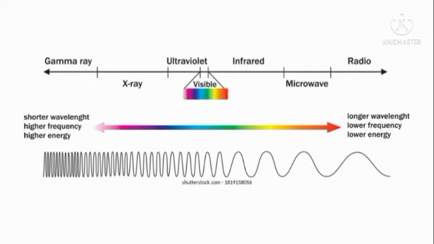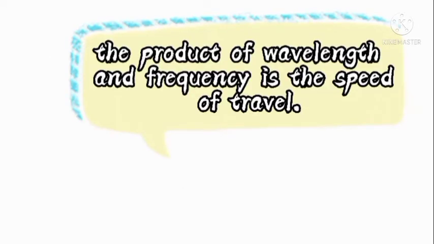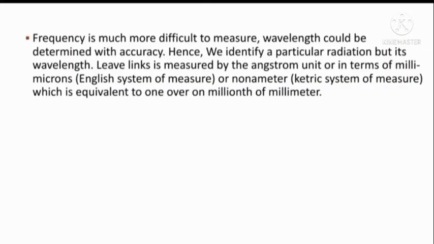Wave frequency is the number of waves that pass a fixed point in a given amount of time. A higher frequency wave has more energy than a lower frequency wave with the same amplitude. So the product of the wavelength and the frequency is the speed of travel. Frequency is much more difficult to measure. Wavelength could be determined with accuracy. Hence, we identify a particular radiation by its wavelength.